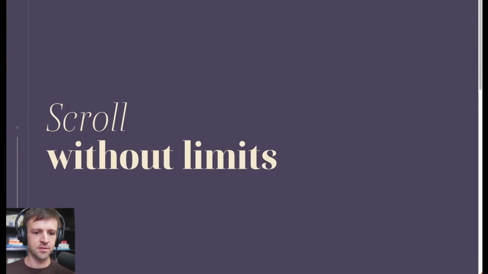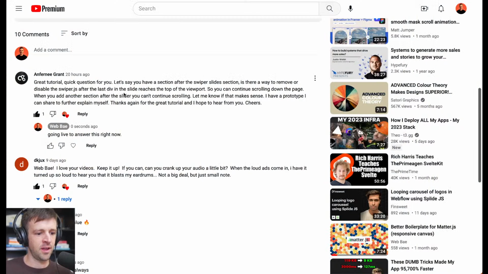Cool. What's up? So I got a question from Anfernie Grant. Says, great tutorial. Quick question for you. Let's say you have a section after the swiper slide section. Is there a way to remove or disable swiper.js after the last div in the slide reaches the top of the viewport so you can continue scrolling down the page? When you add another section after the slider, you can't continue scrolling. It's called an infinite scroller for a reason, or swiper. Let me know if that makes sense. It does. I have a prototype I can share to further explain myself.